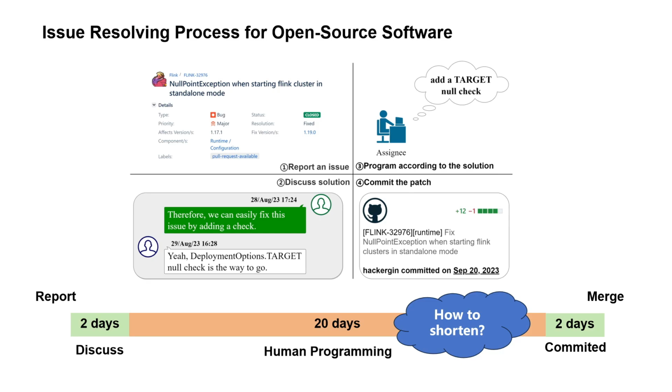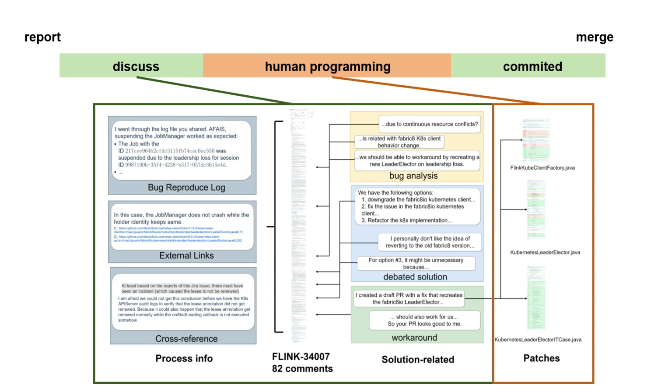Notably, in this case, the discussion and review phases only take about 2 days, while programming consumes around 20 days. Clearly, reducing programming time could significantly shorten the issue lifecycle. We also noticed that discussions contain rich information, such as analyses of bugs and debates over solutions. Maintainers can leverage these discussions to guide themselves in implementing high-quality patches that align with multiple stakeholders' interests, which is crucial for passing peer review.